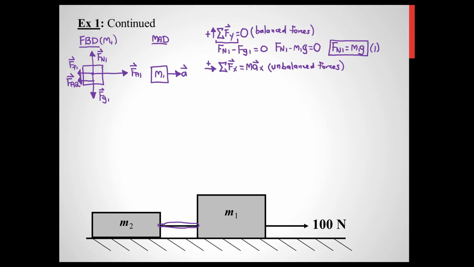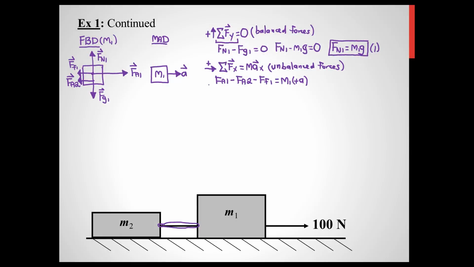Okay, in the x direction, we've got a bunch of forces. So we have Fa1, it points towards the right, so Fa1 is going to be positive. We have Fa2 points towards the left, so it's negative. We have Ff1 points towards the left, also negative. And this would be equal to mass 1 times the acceleration, which is towards the right, therefore it's positive. Fa1 minus Fa2 minus Ff1 equals m1 times a.